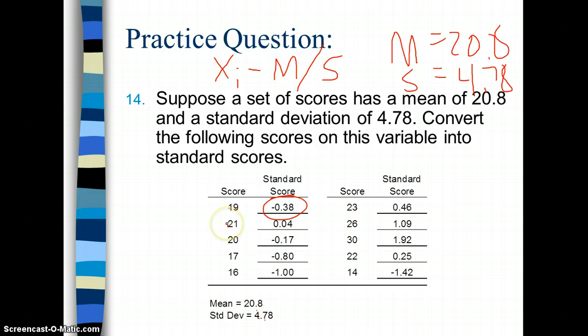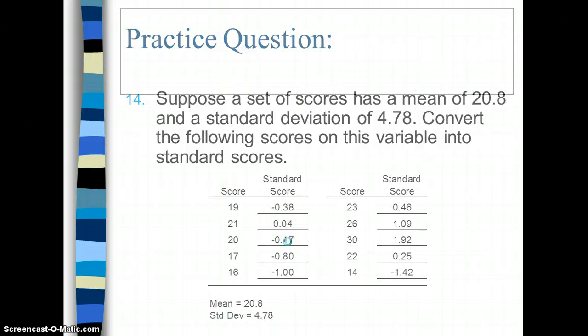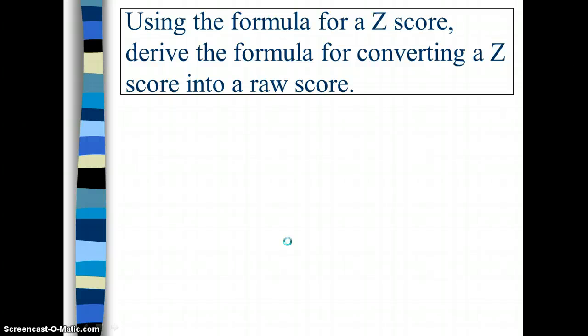If you have 21 minus 20.8, okay, there are larger numbers that go with this, sorry, 20, 21, anyway. Divided by the standard deviation, you get 0.04. If you have 20 minus 20.8 divided by 4.78, you get negative 0.17. You can see how this goes. We could go through each one of them, and you could calculate that by hand, each one of them, if you wanted to. And this gives us a nice set of standardized scores.